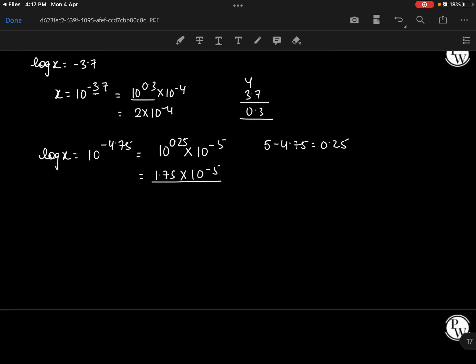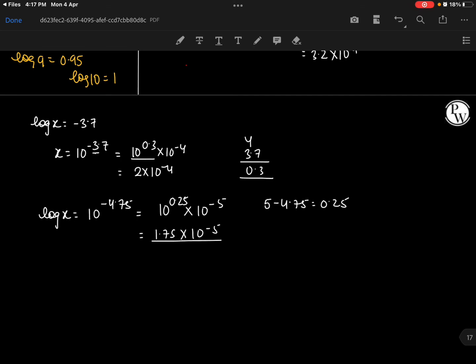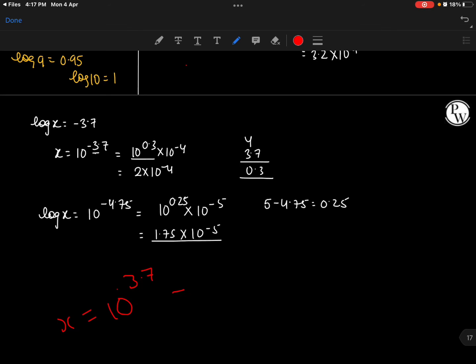Look at this. If we have to find the value of x where log x is equal to minus 3.7, x is equal to 10 to the power minus 3.7, then we will write this as 10 to the power 0.3 into 10 to the power minus 4, which is 10 to the power 0.3, the value 2, and 10 to the power minus 4.